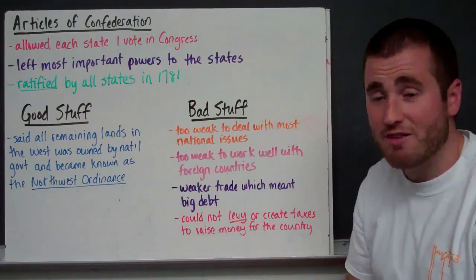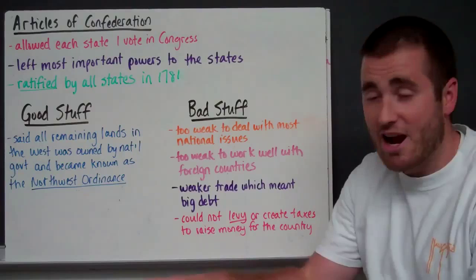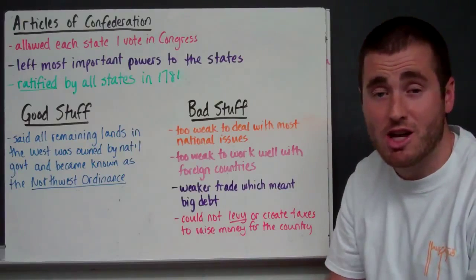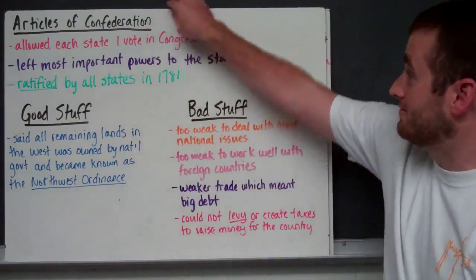And we also couldn't levy taxes, which means we couldn't raise money. All right, there was no way to tax all the people in the nation, so we couldn't raise money to pay for things. So the national government was in a lot of debt.